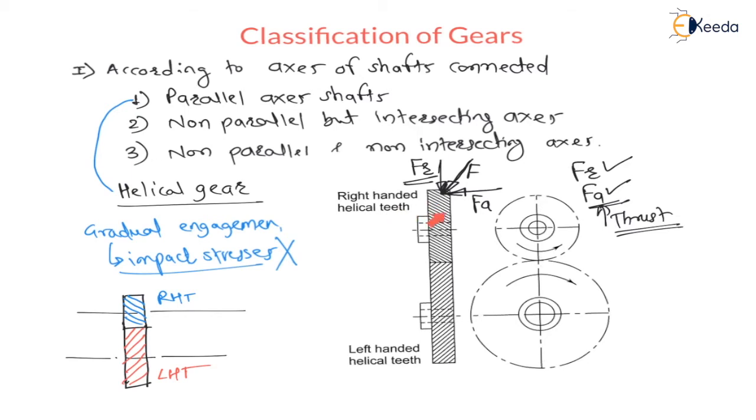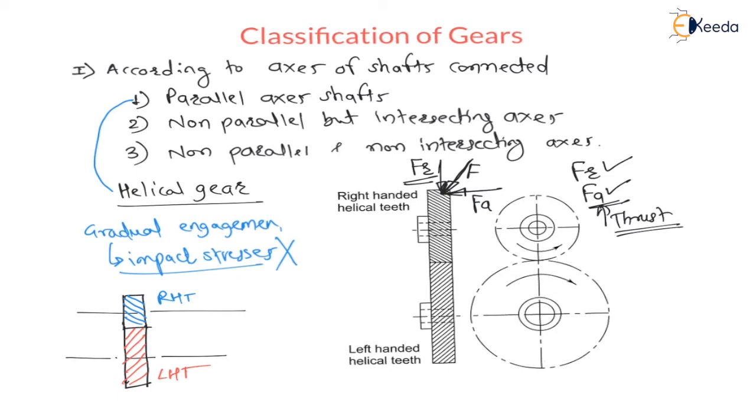The main advantage is that because of this helical angle, there will be gradual engagement and disengagement, and because of this, impact stresses are completely eliminated. But on the pinion, if there is right hand thread, then on the gear there must be left hand thread, and vice versa. And because of this inclination of threads, there will be an axial load as well as a radial load. This is a disadvantage.